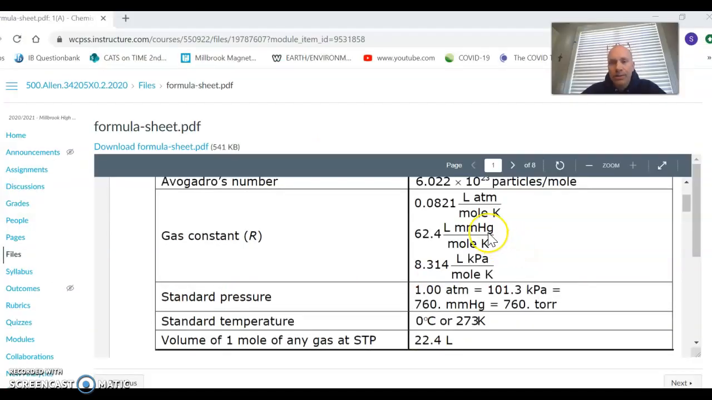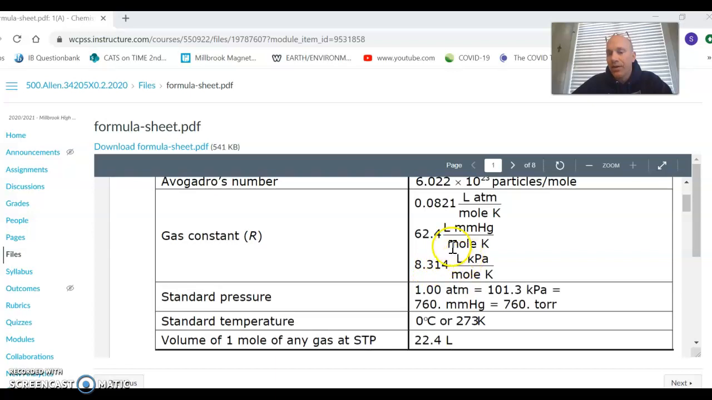The reason that the units matter is that you need to make sure that the units that you're putting into your equation match the units that are in the R value. Again, the R value can be one of three values. They're actually the same value. It just depends on the units of pressure that you're using. If you're using atmosphere as your unit of pressure, you would use this one. Millimeters of mercury would be this one right here, or kilopascals would be this.